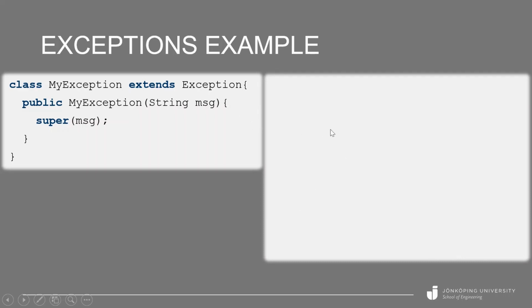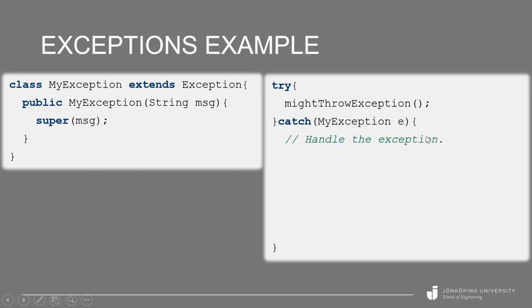Then in your code over here, where you might have some code that throws an exception, you put that code inside a try statement. Here we call this imaginary method, which might throw an exception, and we want to figure out if an exception is thrown or not. If an exception is thrown that is an instance of the class MyException, then it will be caught here inside the catch statement we have. So here we write code that handles that exception.